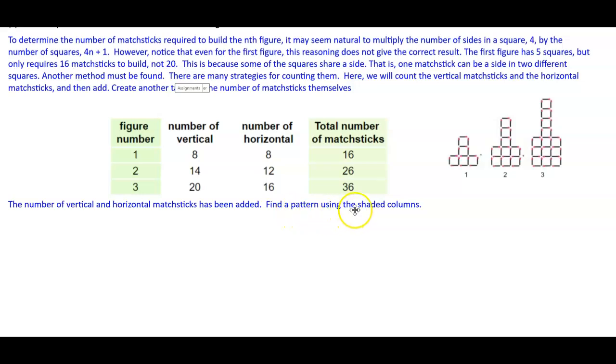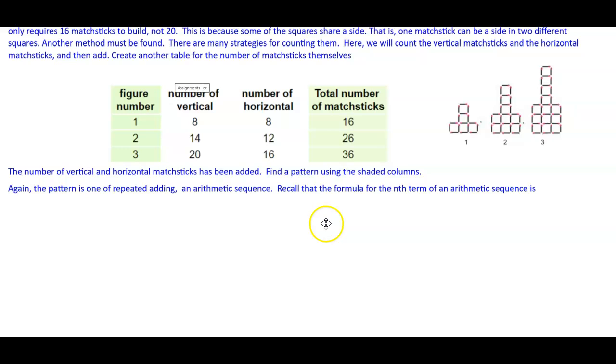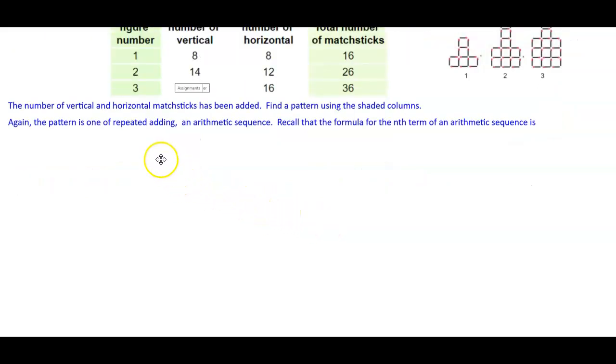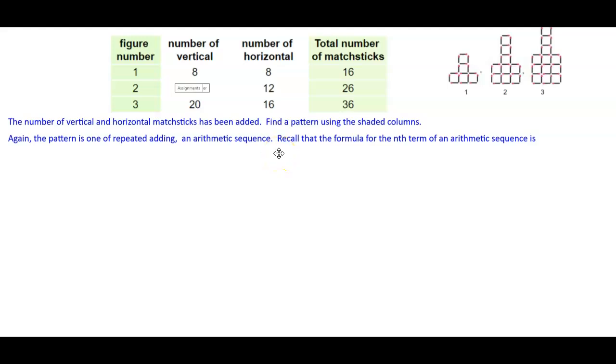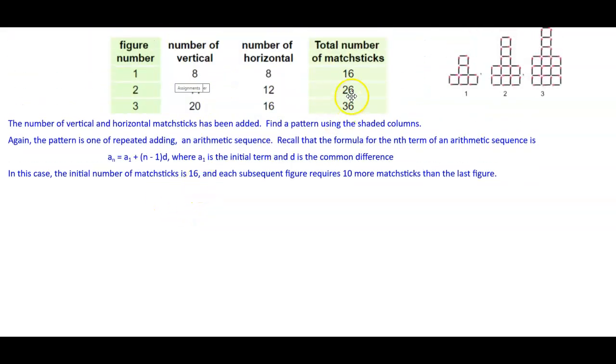So we want to find a pattern using the shaded column. Here's our figure number, and here's the total number of matchsticks. Again, the pattern is repeated adding, an arithmetic sequence. Recall that the formula for the nth term of an arithmetic sequence is the following. We have a subscript n, which is equal to the first term, plus n minus 1 times the common difference. In this case, the initial number of matchsticks is 16. And if you look, each subsequent figure requires 10 more matchsticks than the last figure.